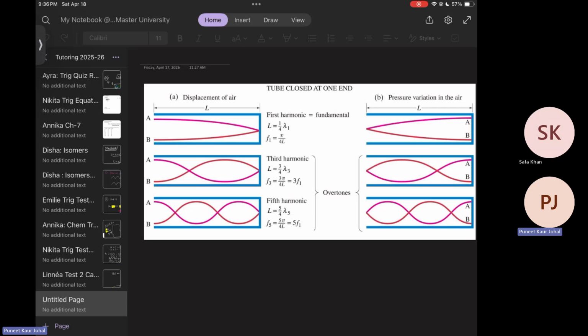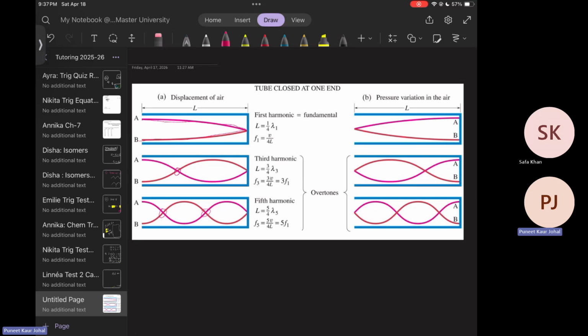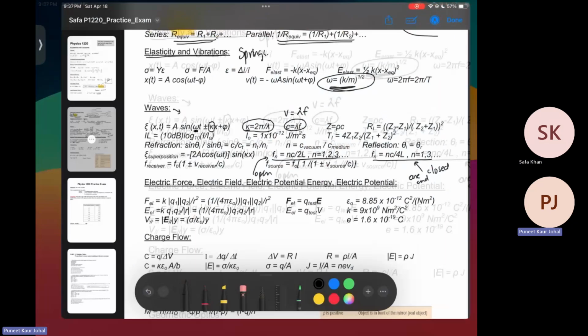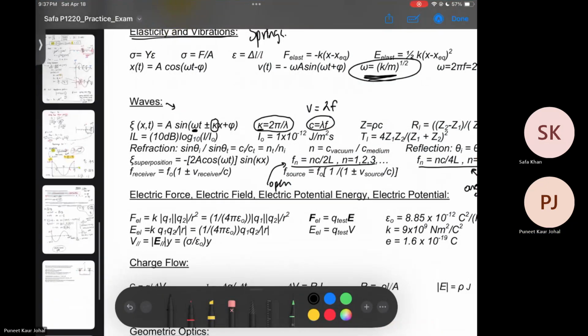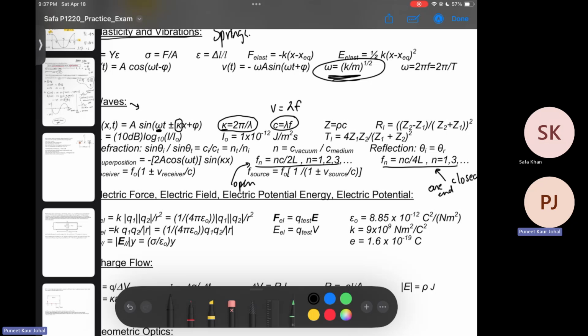It's the first harmonic and then the second and third and so forth. It basically means, for the third harmonic, you have one node, two antinodes, and then you have two of these, and so on. But essentially what it's trying to say is that it's the 1/4 formula. So let's do this. F, which is frequency, is nc/4L.